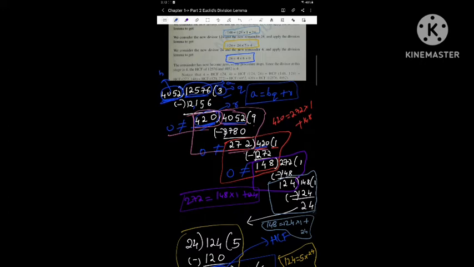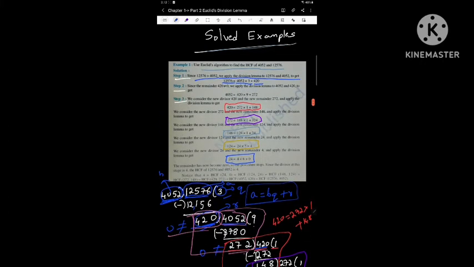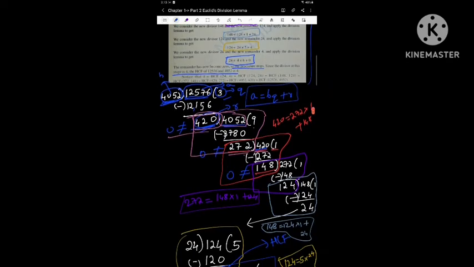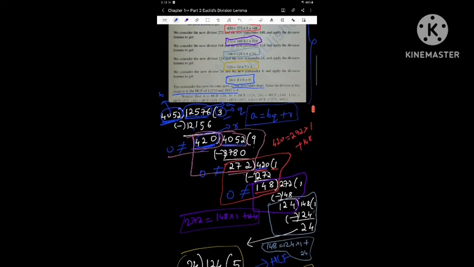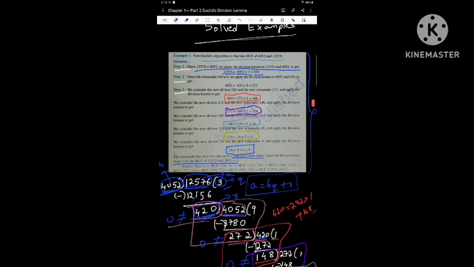I hope it is clear how they have written all these steps. And finally, what you should very importantly write is that the remainder has now become 0, so our procedure stops. Since the divisor at this stage is 4, the HCF of these two numbers is 4. That's what we have seen here, HCF is 4. That's it. So I hope this problem is clear to everyone.